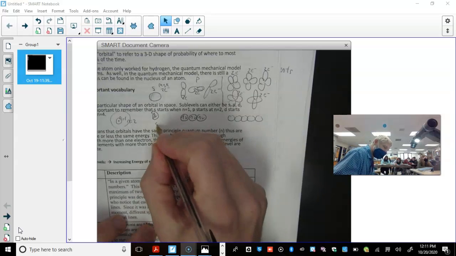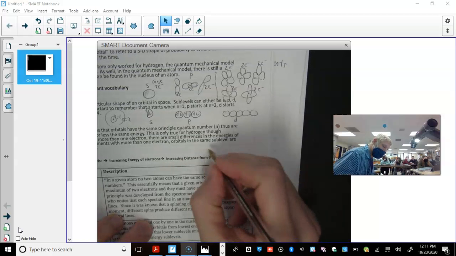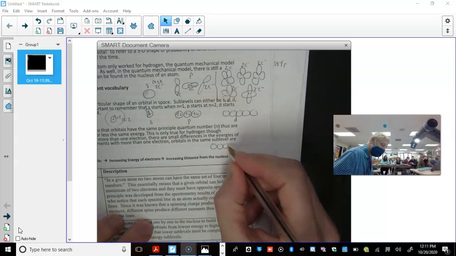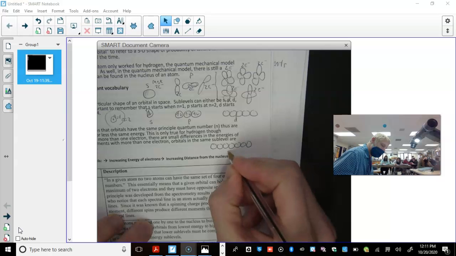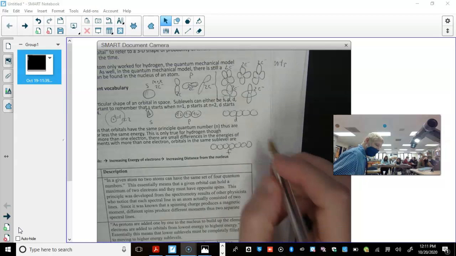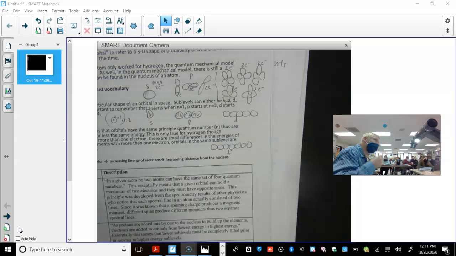So this is s, this is p, this is d, and then f would be 1, 2, any guesses? 1, 3, 5, 7. 1, 2, 3, 4, 5, 6, 7. So these would have a max of 14 electrons. And IB is not concerned with knowing the shape of the zone of probability for those.